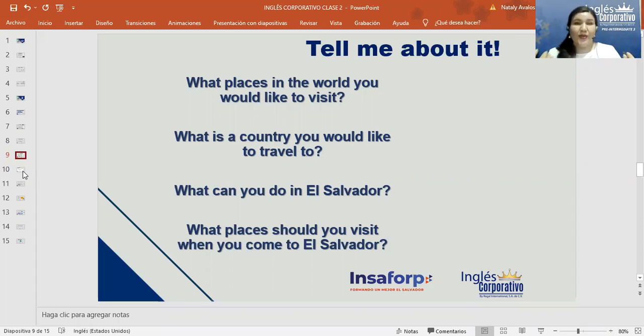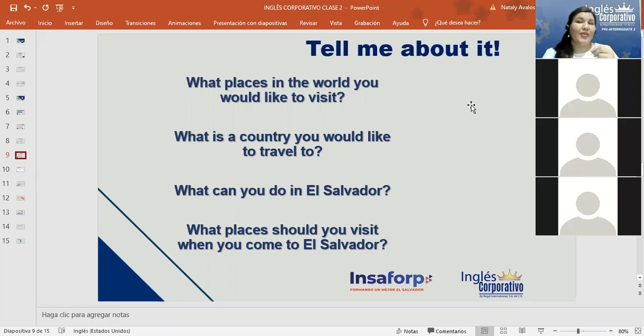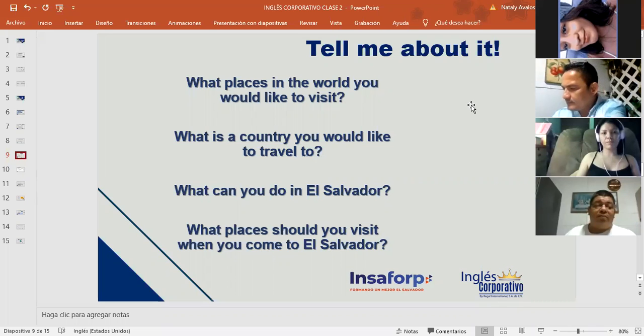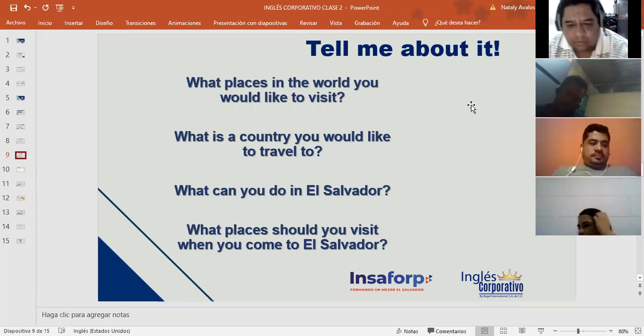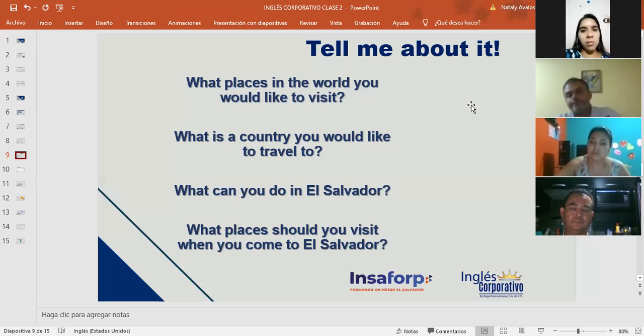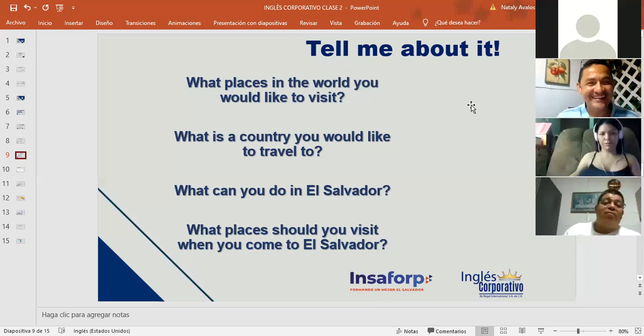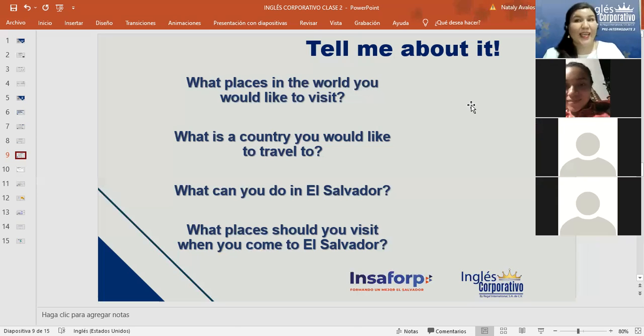What can you do? ¿Qué puedes hacer? Right? And there is another use for can. Who can tell me the other use that we have for the auxiliary can? Poder. Exactly. When do you use it? ¿Para qué otra cosa ocupamos el auxiliar can? Abilities. Exactly like that. We have a winner for abilities, right? We use can for abilities, but in this case, we are not going to use it for abilities. We are going to use it for suggestions, right? Things that you can tell me.